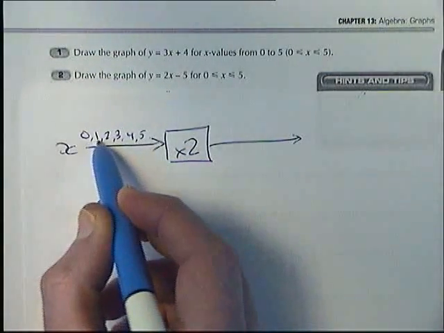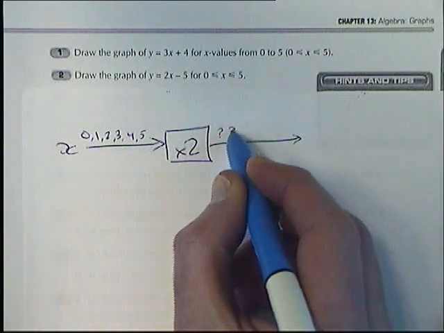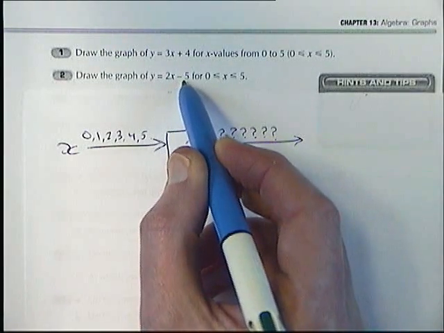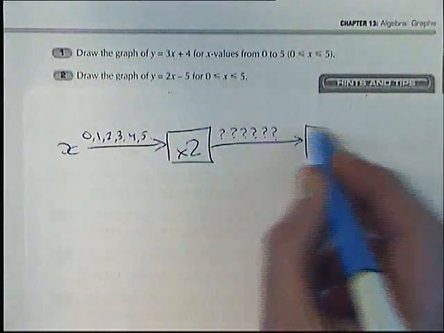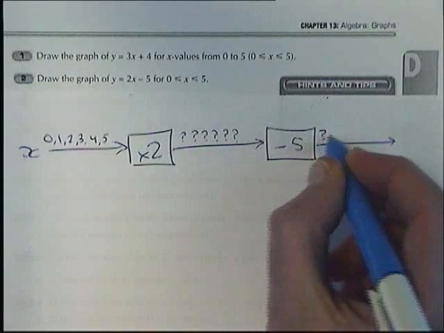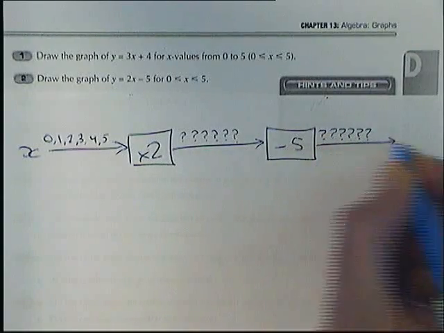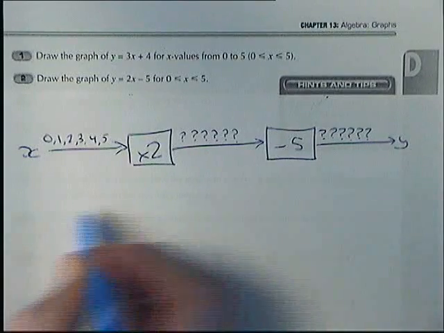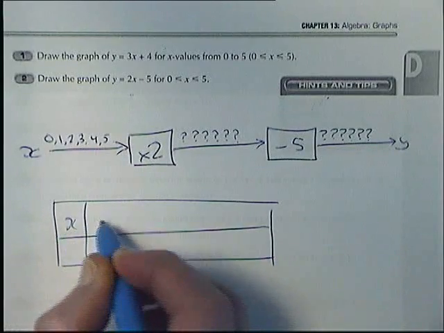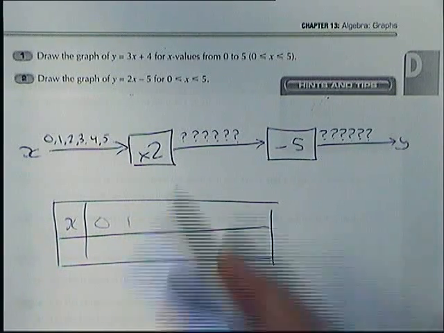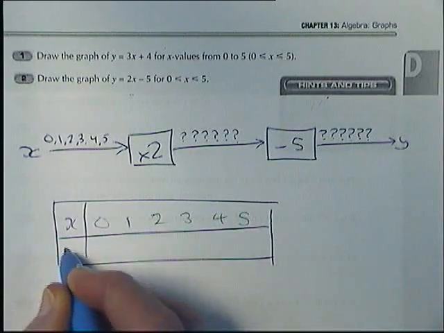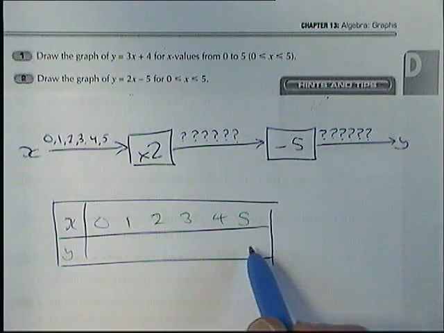Then you're going to get a new number for each of these, so there are 6 numbers there. There'll be 6 new numbers that you have to work out. Then your next instruction here is to take away 5. So in there, take away 5, and then you will get another 6 numbers, and those will be your final numbers. They will be your Y numbers. So what you will need to do then is to draw out your table with your X numbers of 0, 1, 2, 3, 4 and 5, and your Y numbers, which will go in here.